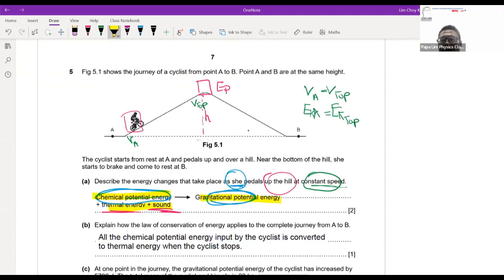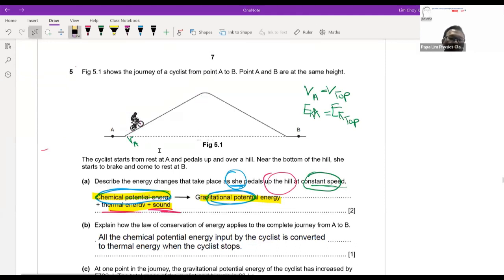So as I cycle up, there is friction in the bicycle, friction in the gears, or friction between the tires and the track itself. And along the way, maybe the bicycle produces some sound. So all the energy will be converted to these small areas. Now, how about part B?